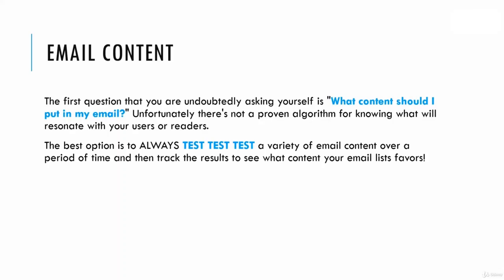I gotta open it. So you've got your MailChimp account created. You've made some subscription forms. Now it's time to send those first emails. You're undoubtedly asking yourself, what content should I put in my email? Unfortunately, there's not a proven algorithm for knowing what will resonate with your users, your subscribers, your readers. The best option is to always test. Really test a variety of email content, then track the results to see what content your email list favors. Now say it again with me. Test.